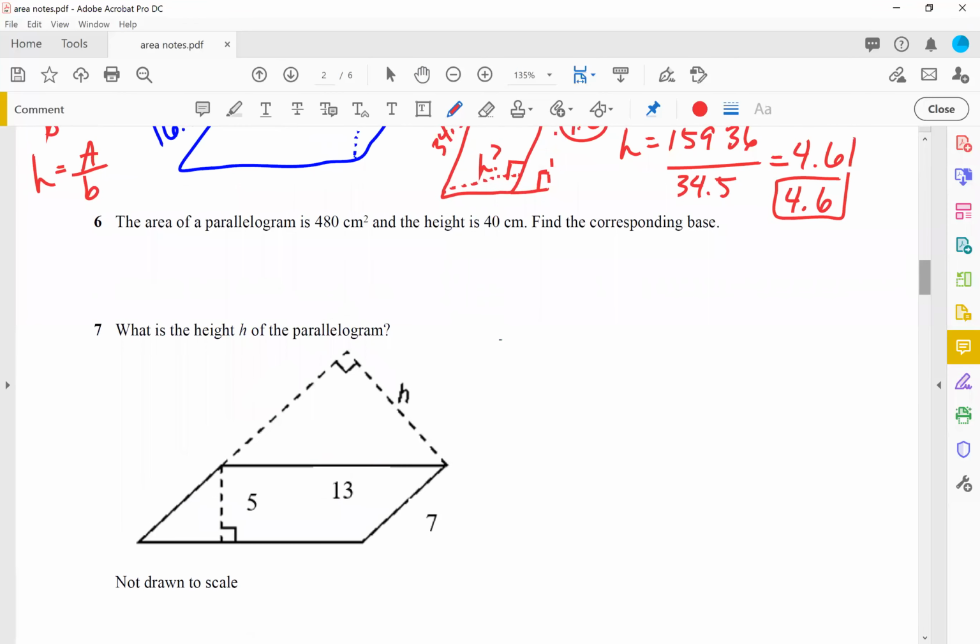Okay, next thing here, it says the area of a parallelogram is 480 centimeters squared, and the height is 40. Find the corresponding base. Again, area is base times height. They tell us the area is 480, and they tell us the height is 40, and we need to find the base. So we're just solving this for the base. So do 480 divided by 40. So the base is 12, and it would be centimeters.